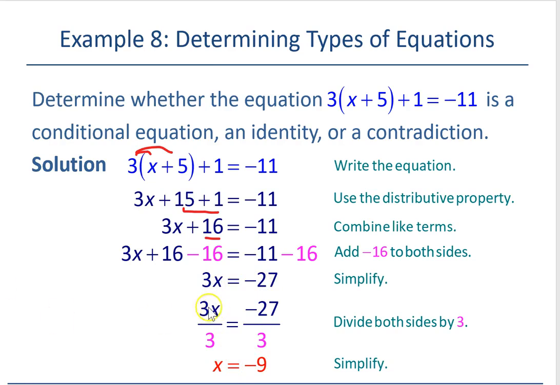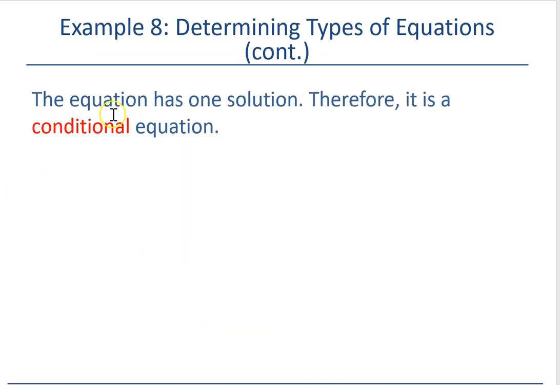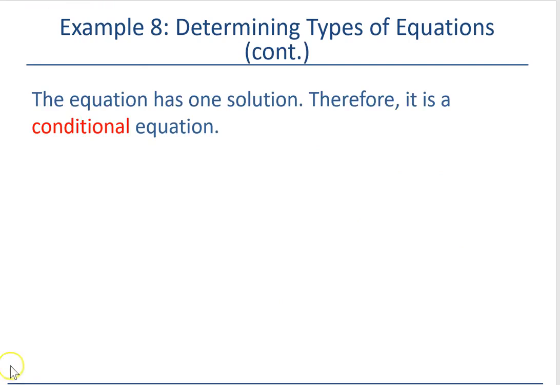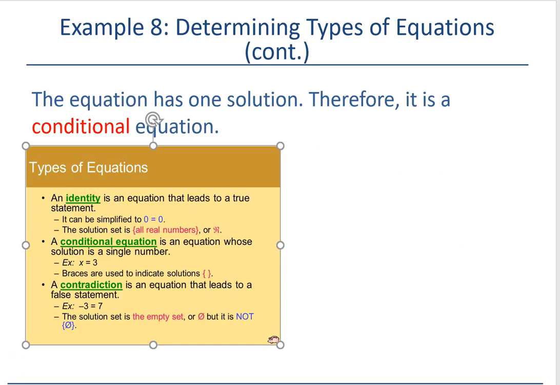Well, what kind of problem is this? Because they're asking you, is it conditional, an identity, or a contradiction? The equation has one solution, therefore it is conditional. One solution is conditional. So if you have something like, say, an identity, an identity would be something of the form, hold on. I paused the video real quick, just to pull this up. That way you have more of something to look at here.